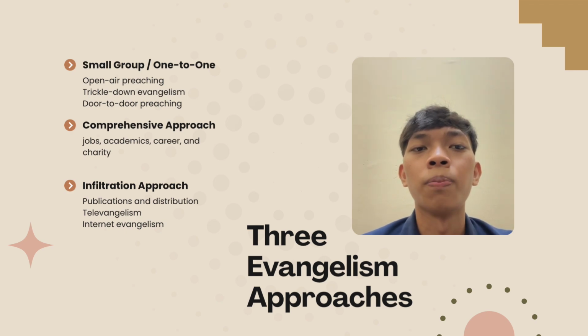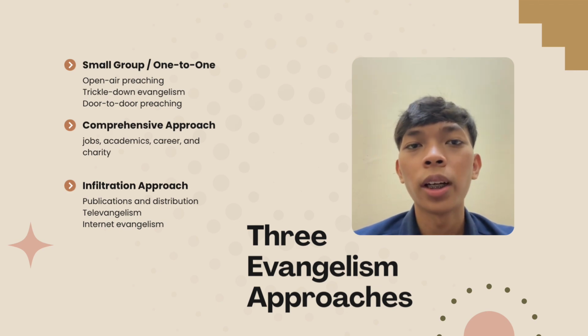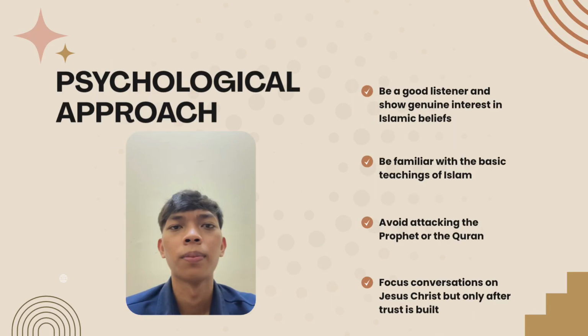Trickle-down evangelism. This targets high-ranking or influential people in society, so that their conversion influences those around them. It was especially common during the Middle Ages. Door-to-door preaching. Missionaries go from house to house to share the gospel, often handing out leaflets or gospel tracts. Groups like the Jehovah's Witnesses and Mormons are well known for this practice.